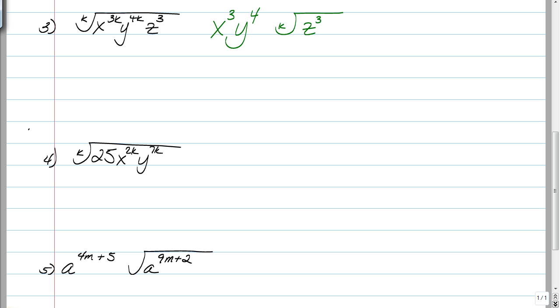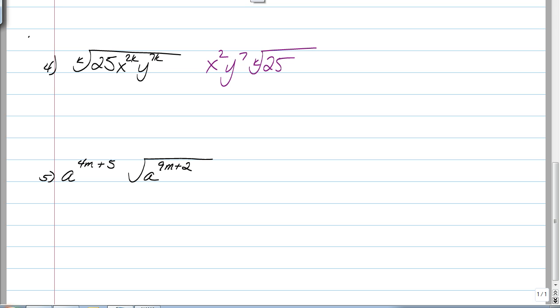Number 4, same kind of question. Can you take the kth root of 25? Nope. So that's going to stay inside. How many times does k go into 2k? Twice. So I'm going to take out an x squared. How many times does k go into 7k? 7 times. Y to the 7th. Done.